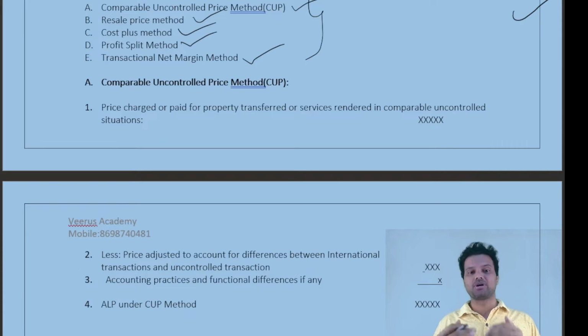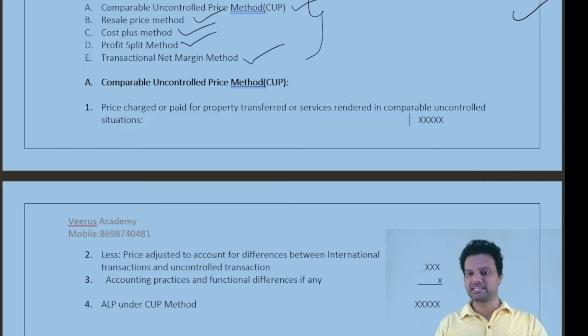It is comparing with what? Uncontrolled price. For what purpose are we comparing this? A transaction between the associated enterprises. We are comparing with the uncontrolled price so that we will arrive at a correct arm's length price. What is the correct price?